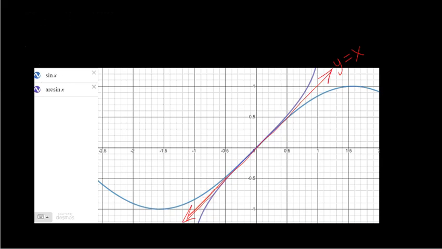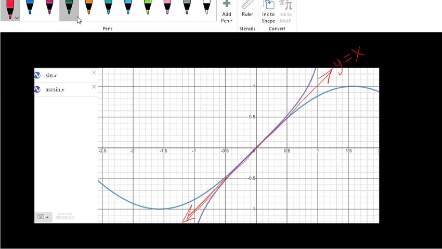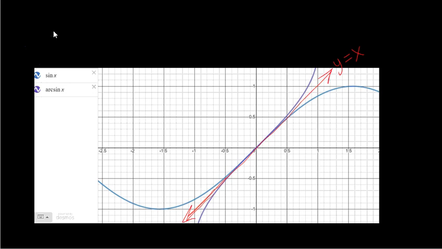Okay, and again, if we back up, arcsine of x is here in purple, and sine of x is in blue. And obviously there is a very, very clear symmetry about the line y equals x.